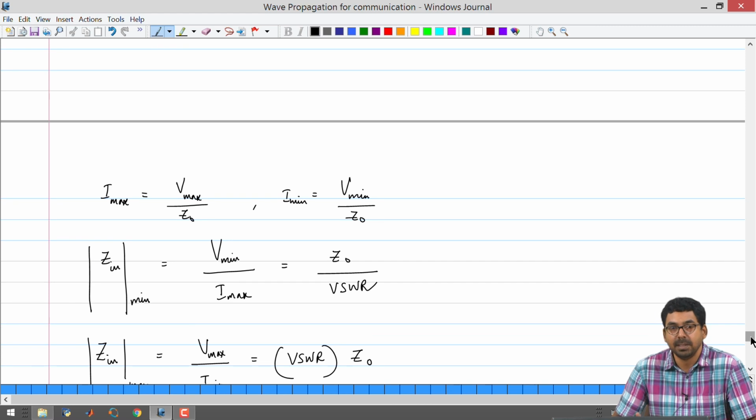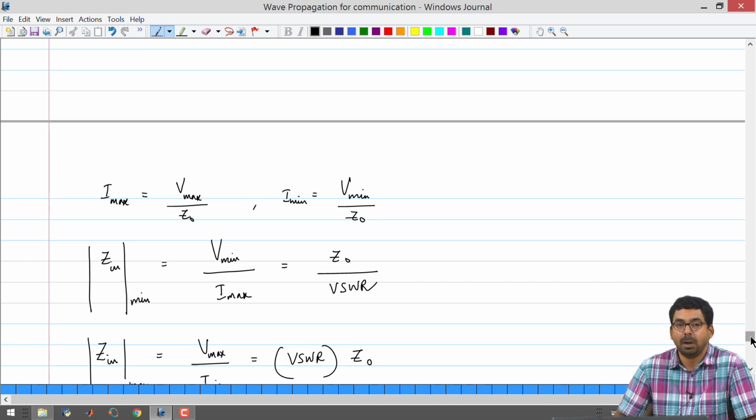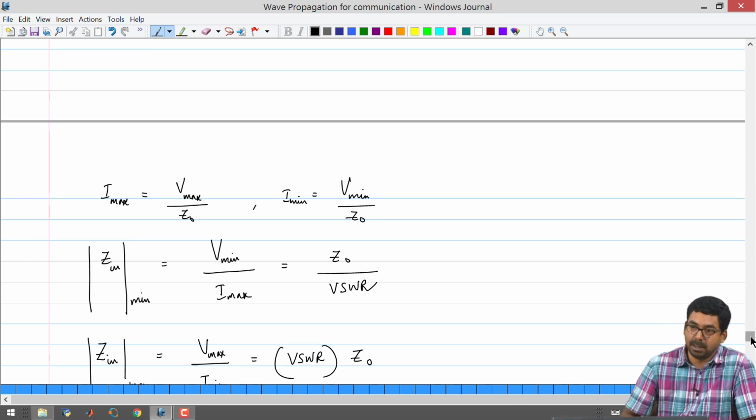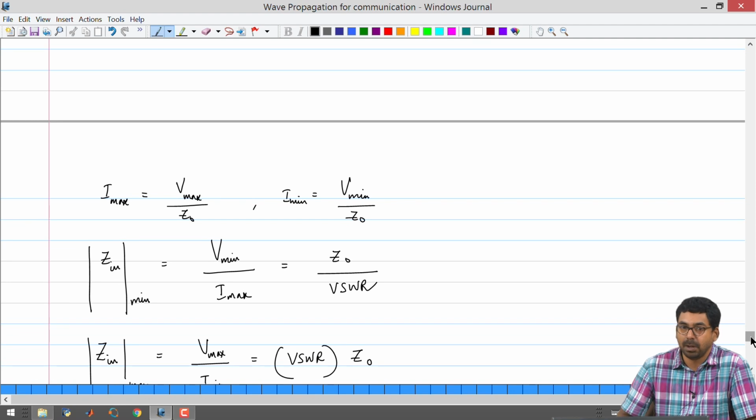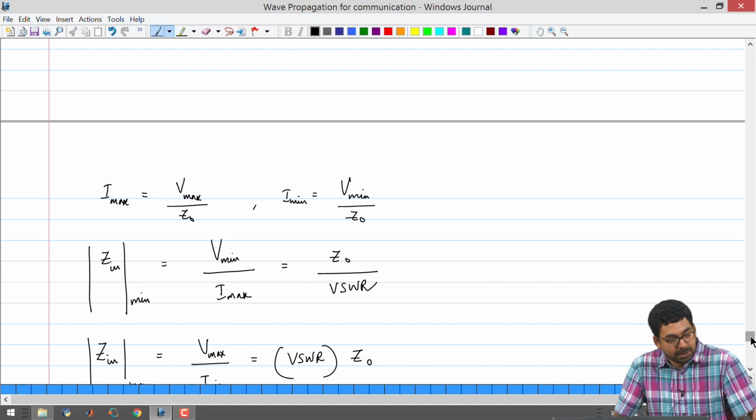So, from design point of view, calculation of VSWR is very important. From diagnosis point of view, VSWR can tell you what kind of load termination is present, whether it is an open circuit, short circuit or anything in between. It could tell you that. Okay. So, with that we will stop.